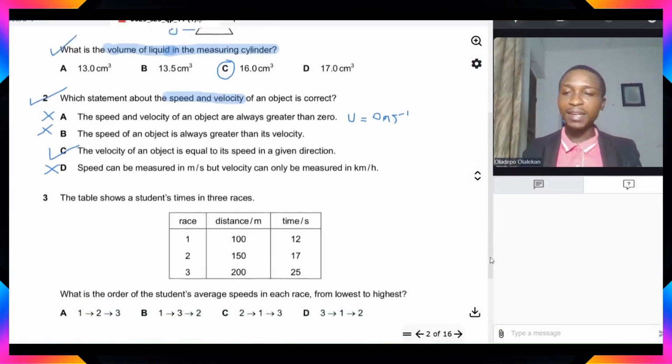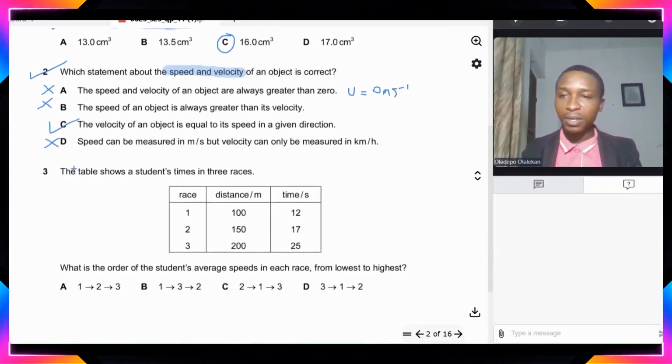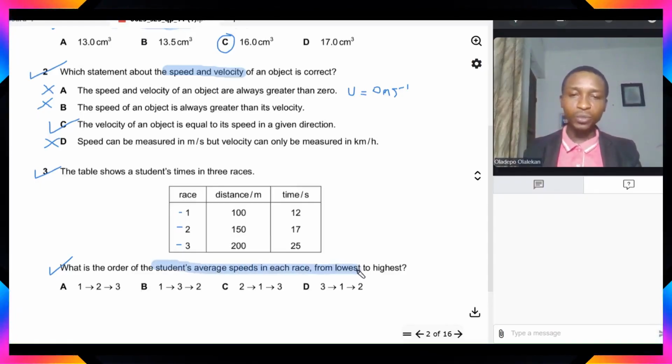Okay, right, learners, let's go to the third question. In question 3, we have a table. The table shows a student's times in 3 races. We have the first race, the second, and the third. In the first race the distance is 100 meters, 150 in the second, and 200 in the third race, and we have the corresponding times as well. So here comes the question: what is the order of the student's average speed in each race, from lowest to highest?